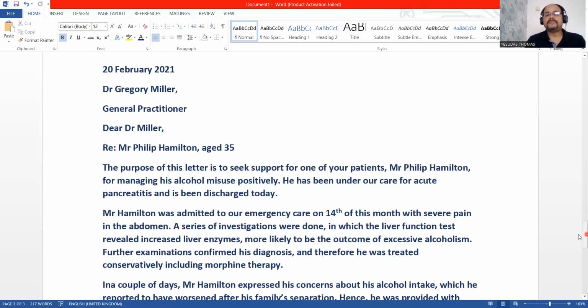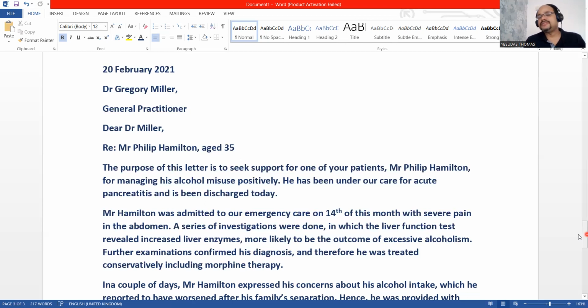So what was the abnormality here, in which the liver function test revealed increased liver enzymes, more likely to be the outcome of excessive alcoholism? Now we have a query symbol there in the question. The possibility is more towards the outcome of excessive alcoholism. Further investigations or further examinations confirm his diagnosis. His diagnosis is already mentioned in the previous paragraph, so we are not repeating it.